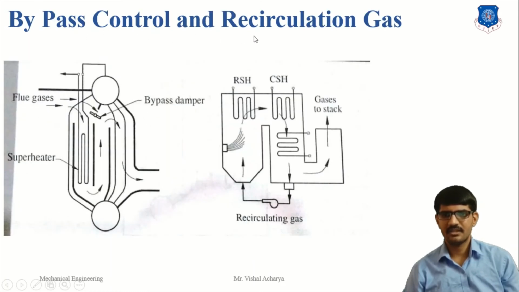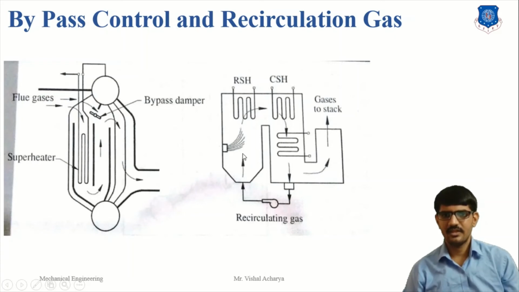Here are bypass control and recirculation. The first figure is the bypass control. When the load is decreased or increased, the bypass damper helps control the flow of the flue gases. When the load is increased, we transfer more flue gases to the convective superheater. But when the load is decreased, we do not transfer the flue gases to the convective superheater. So this controls the temperature of the superheated steam.